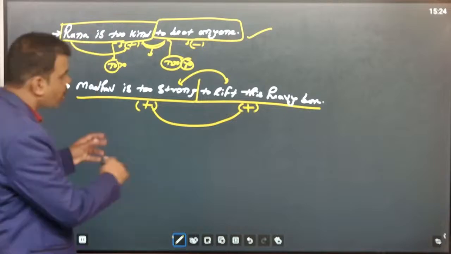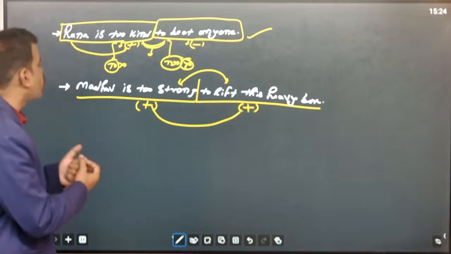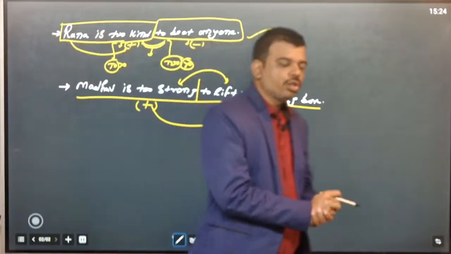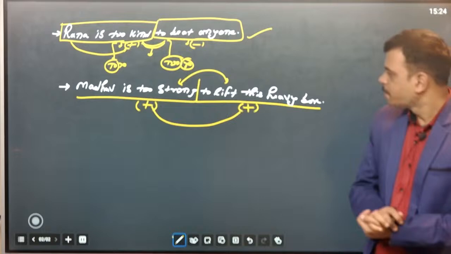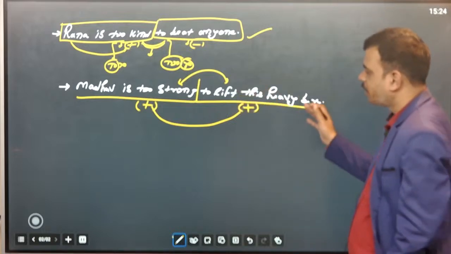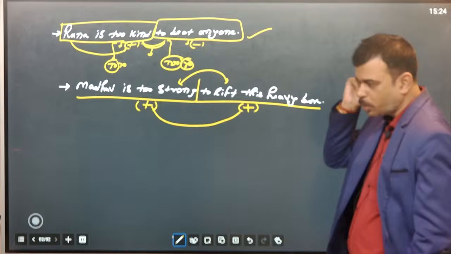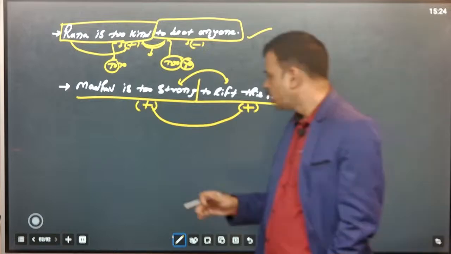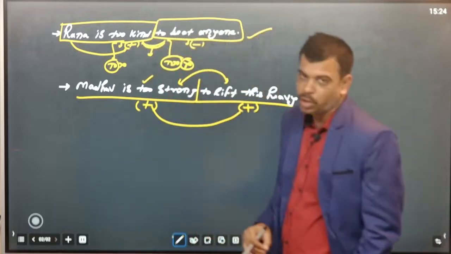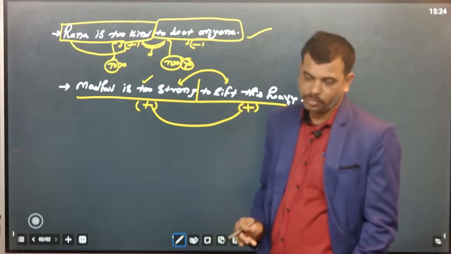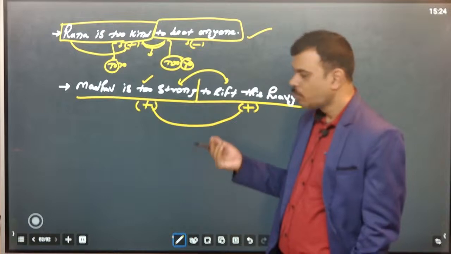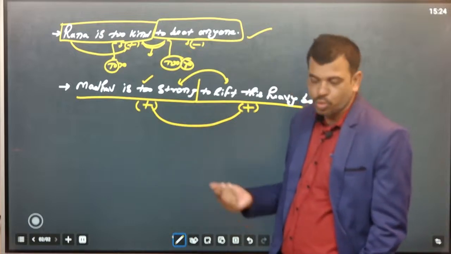In short, we want to say that Madhav is too strong, so he cannot lift the box. But this is not true. Here we have the same relation between the adjective and the adverb. Both are positive. So remember, if both are positive or both are negative in the course of adverb to, the terminology is absolutely wrong.